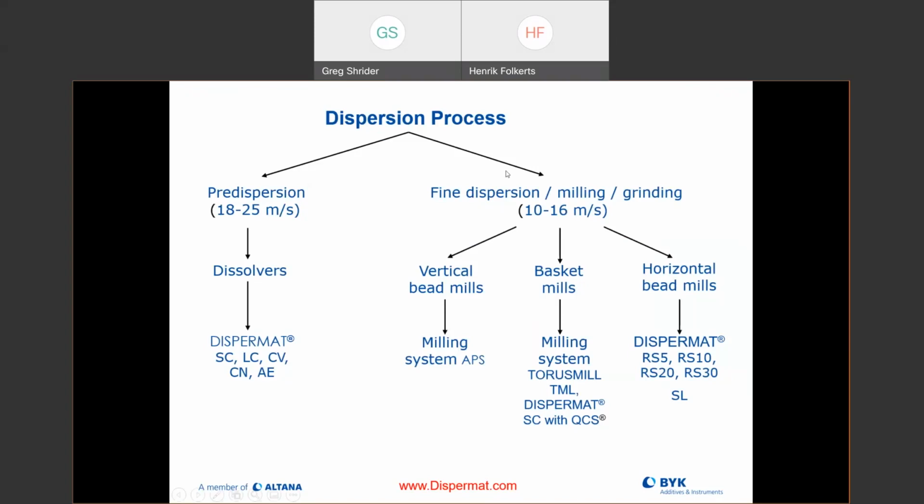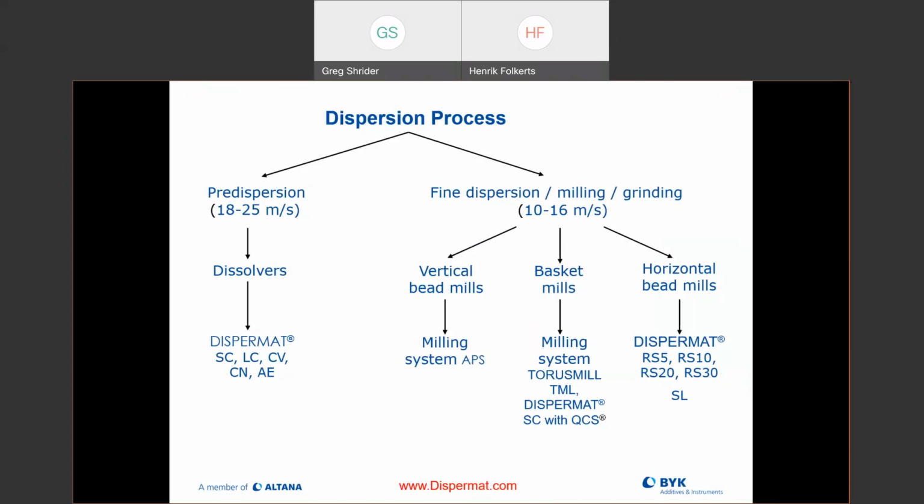So there is a whole range of products. We're not going to cover the pre-dispersion product line today. We are more focused on the different types of mills that we have, media mills that allow us to really break down these particles to the primary particle size.